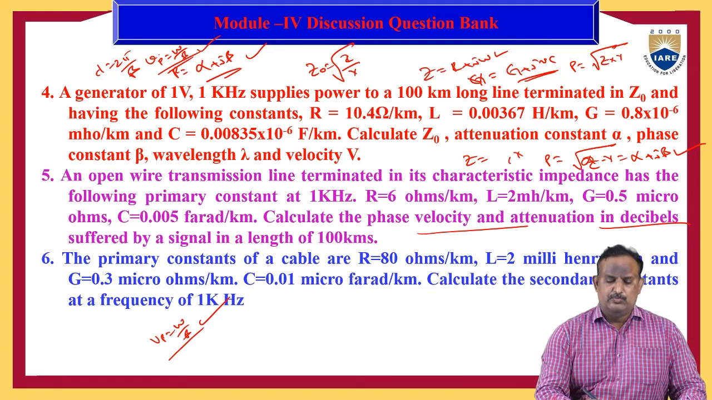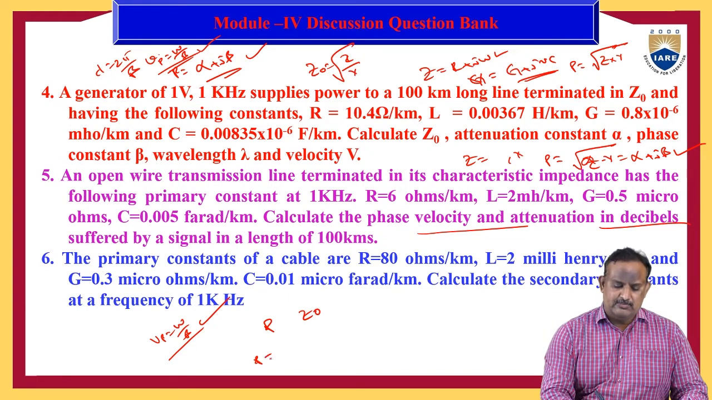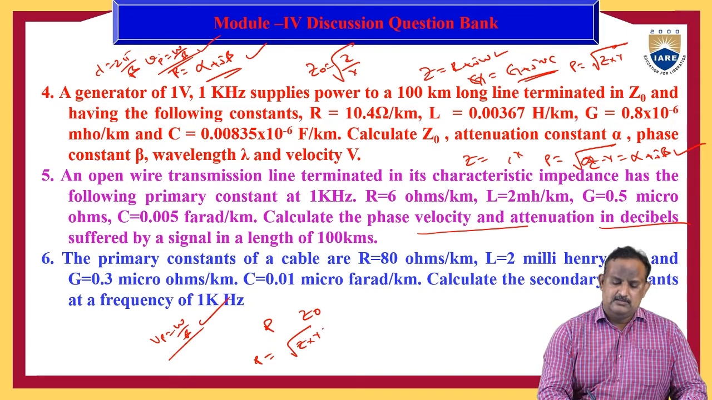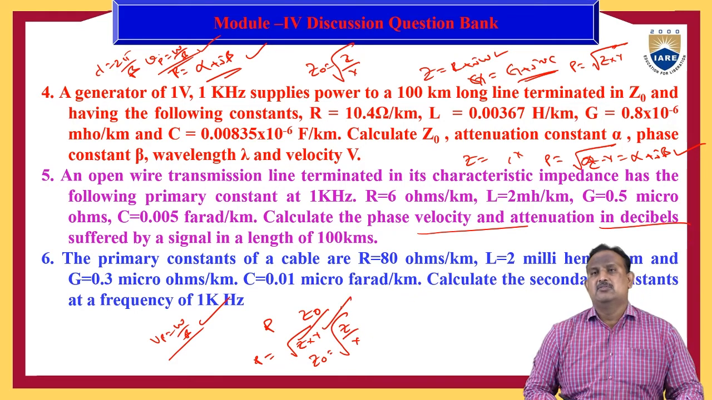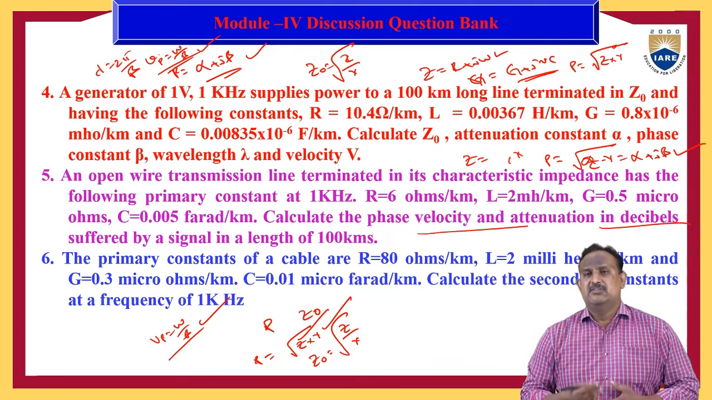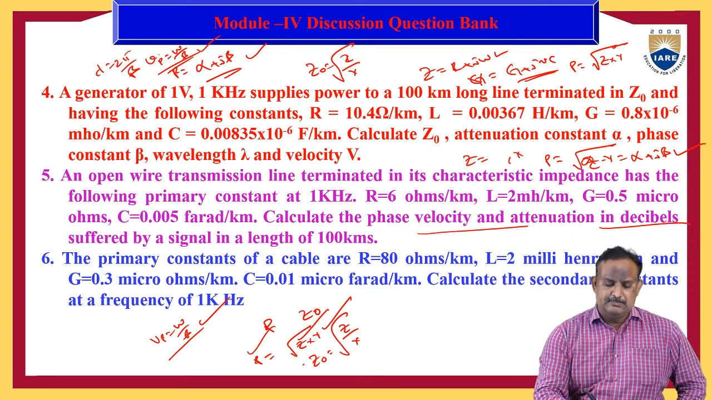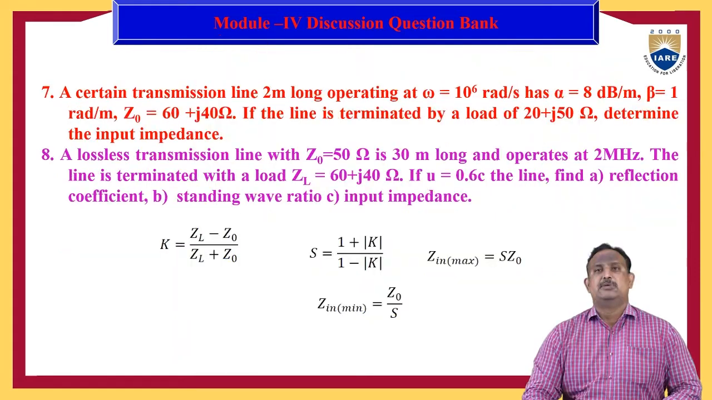So here we have two secondary constants. The two secondary constants are propagation constant P and characteristic impedance Z0. So here we have the formula. P is equal to root of Z into Y, and Z0 equal to root of Z by Y. First write the expression for Z value and write the expression for Y value. From the expressions of Z and Y, we can find the secondary constants P and Z0.